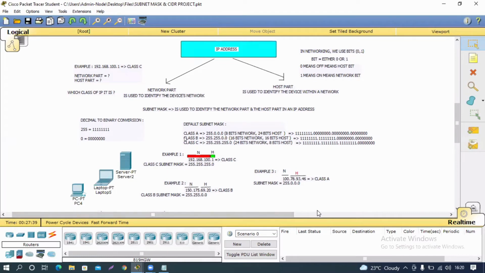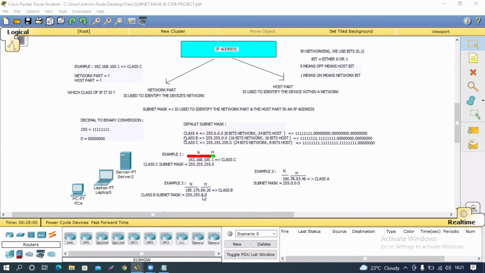Understood? Yes, sir. Any questions? Anything you can tell me right now. Sir, we only have to compare that subnet mask. It comes at 0 or not. Is it always a subnet mask?